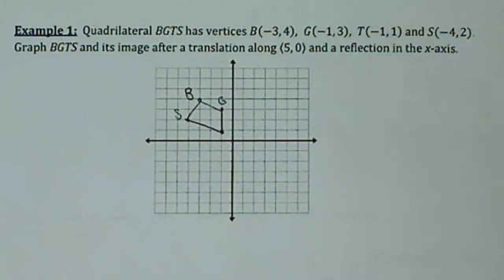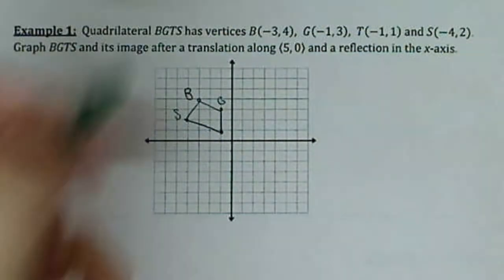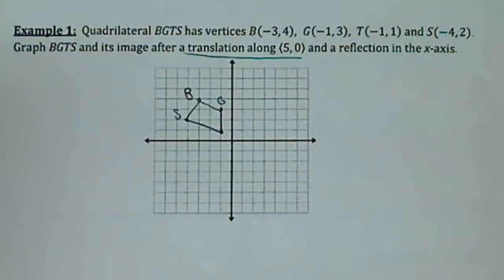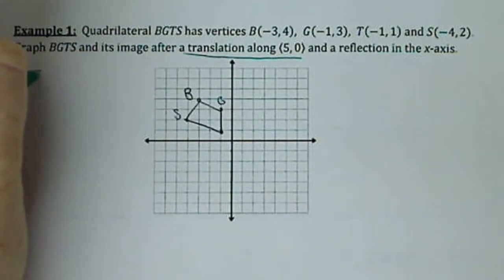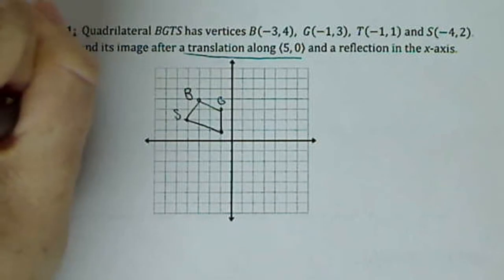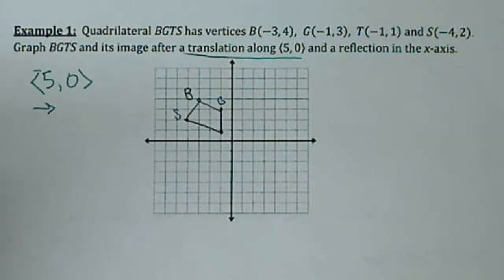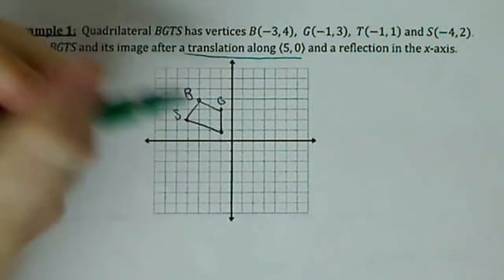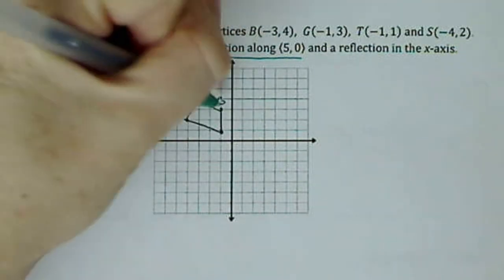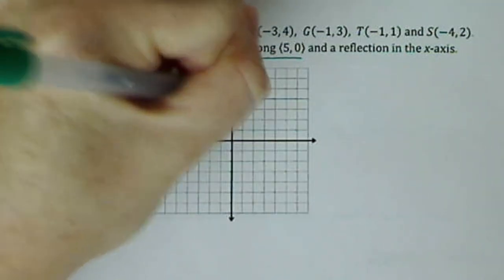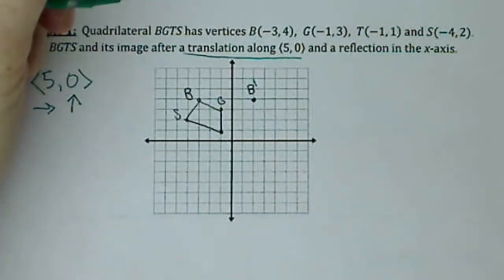what it says to do first. Everything has to be in the order that it is given to you, or your image will not appear the way it is supposed to. It says to translate along vector 5, 0. Now remember, vector 5, 0 means to go 5 units to the right on the x-axis and 0 units up along the y. So if I start with point B and I go 5 units, 1, 2, 3, 4, 5, that puts B over here in the first quadrant.